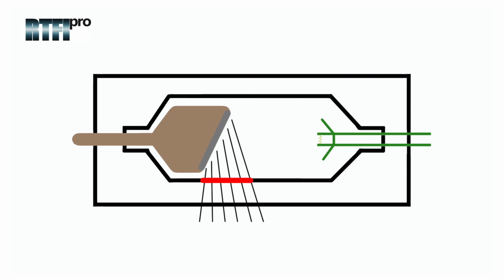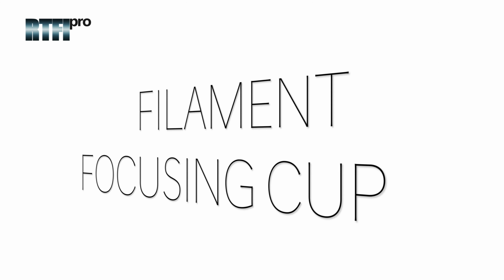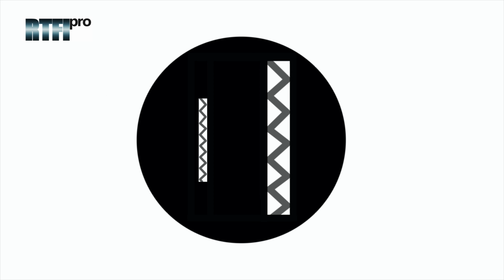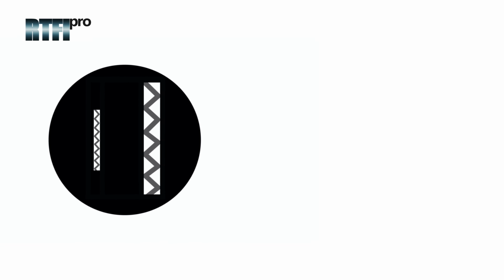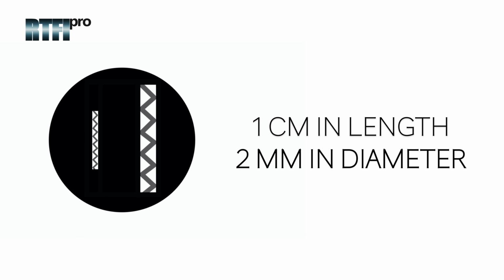The cathode consists of two main parts, the filament and the focusing cup. Within the cathode, there's a thin tungsten wire filament, which when a high amperage current is applied to the filament becomes heated in a process of thermionic emission. So what is thermionic emission? Thermionic emission is basically the emission of electrons from a heated source. This filament is typically 1 centimeter or less in length and about 2 millimeters in diameter.